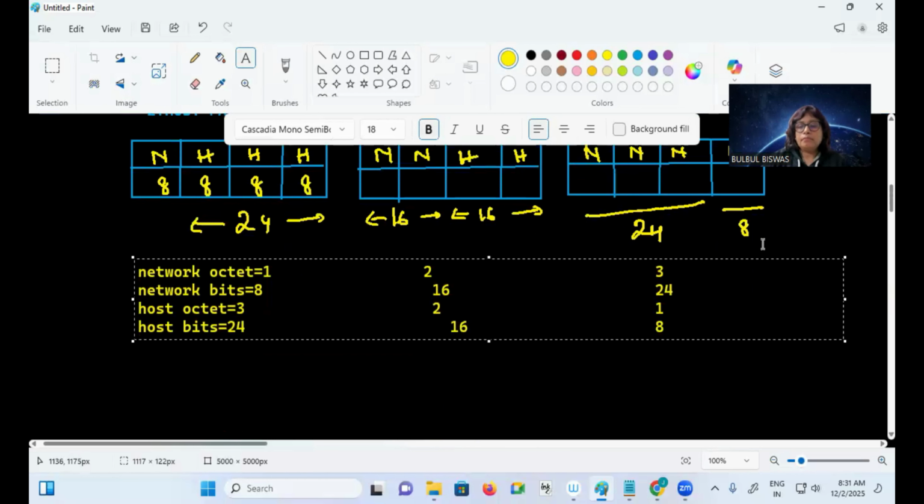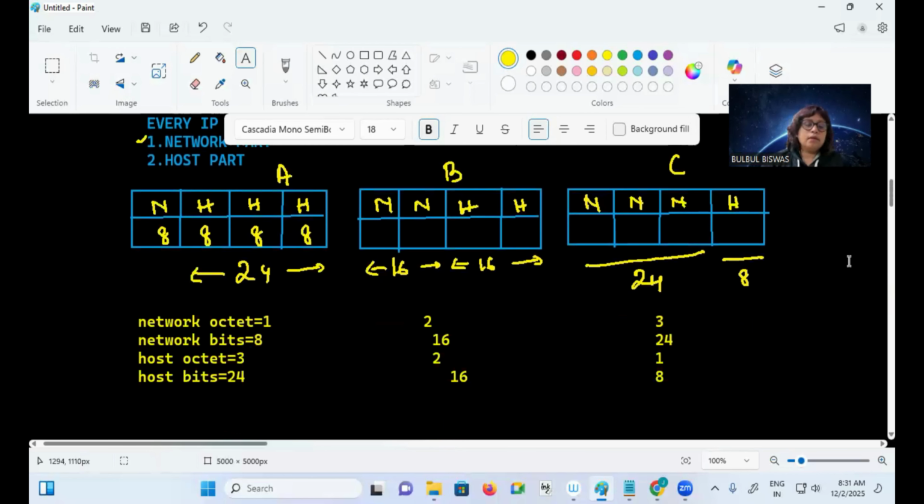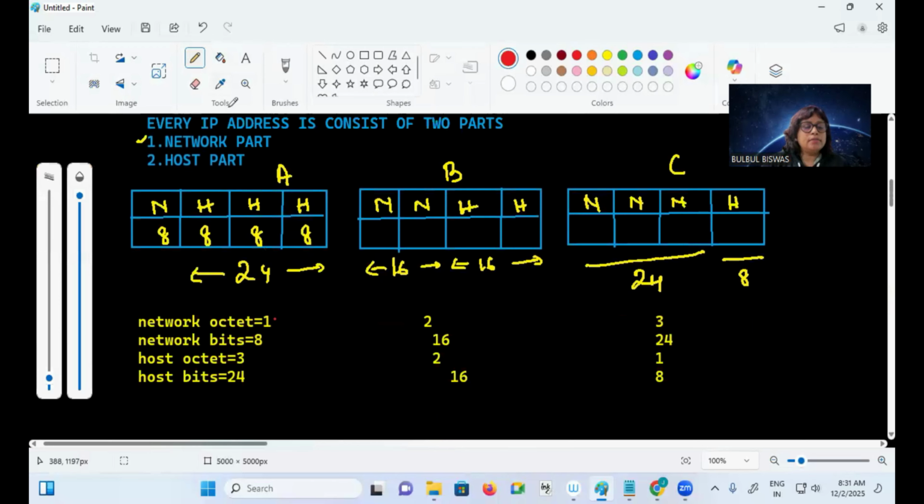Sometimes I express it in octet format and sometimes the same thing in bit format. Why? There are several calculations where we need the octet format and several where we need the bit format. So you have to remember this very carefully: in class A, class B and class C, how many octets are reserved for network and how many octets are reserved for host.